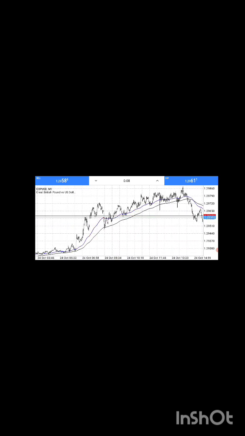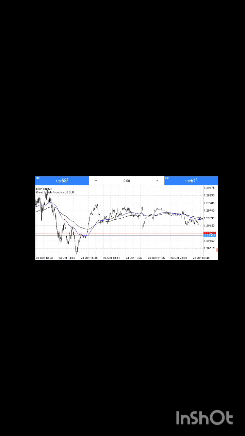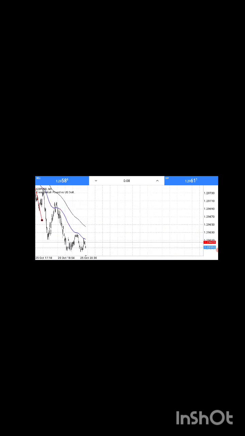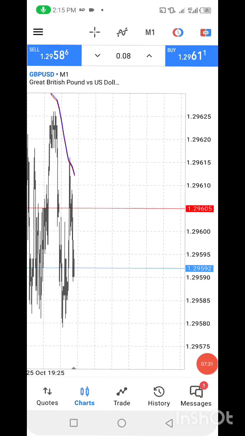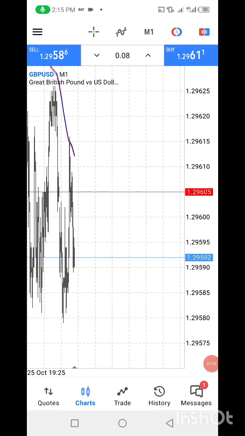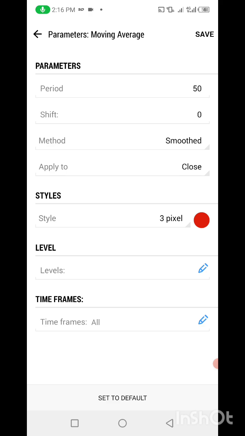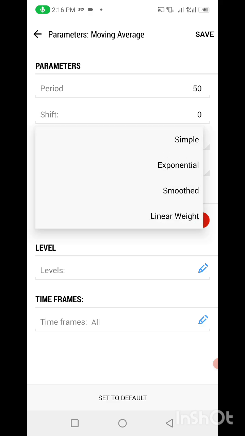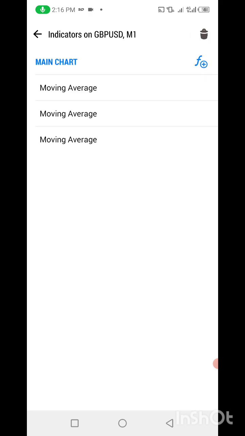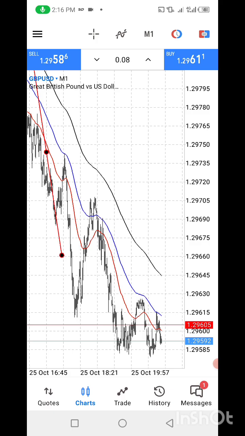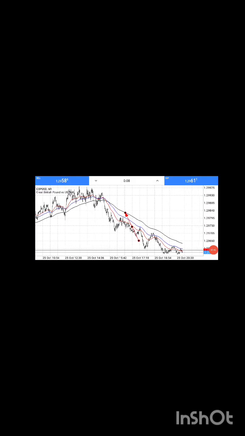Okay, let me go back and make sure that the red is activated. Let me go and make sure. So let's put it at exponential. Okay, it's now activated.